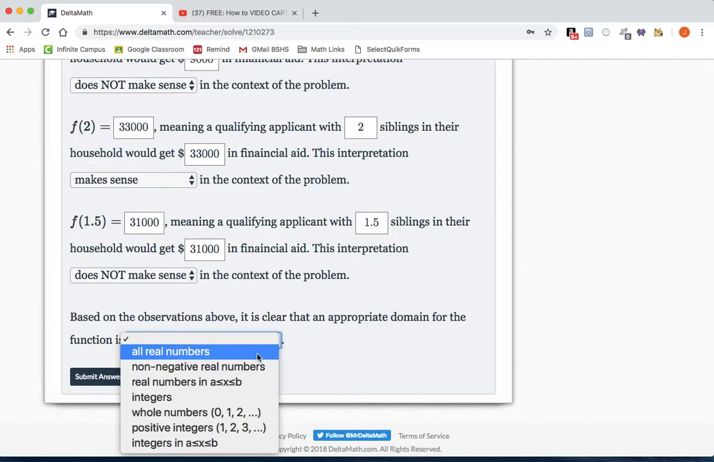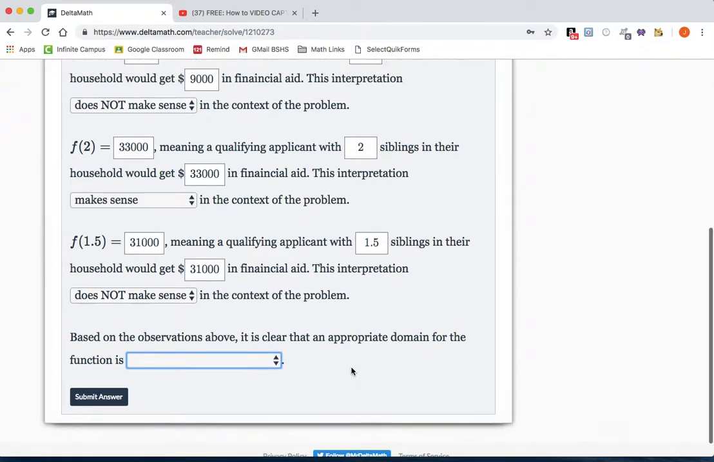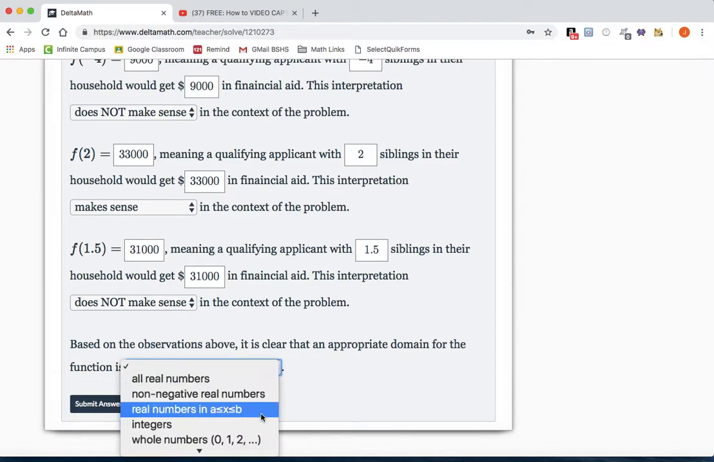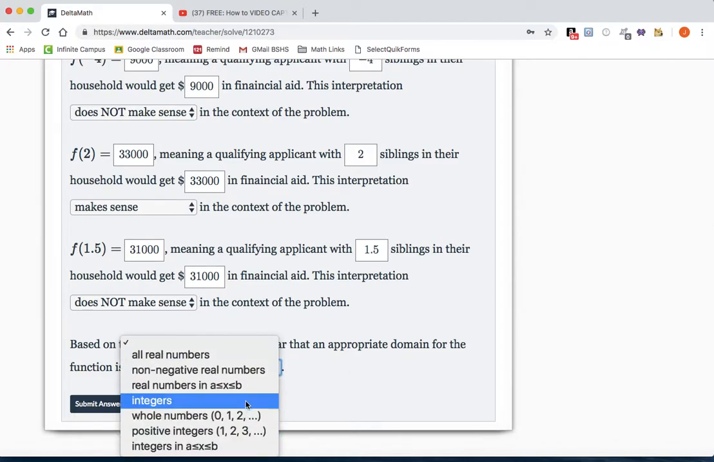All real numbers, I can't choose that because that would include positive and negative numbers. It would also include decimal values. Non-negative real numbers, that would include decimal values, so that's not my choice. Real numbers where x is between a and b, I don't know what that means. Integers, that's positive and negative whole numbers. It can't be that. Whole numbers, okay, it could be whole numbers, 0, 1, 2. It could be positive integers. And then integers between a and b. Again, I don't know what a and b are, so I'm not choosing that. So right now I'm between whole numbers and positive integers.